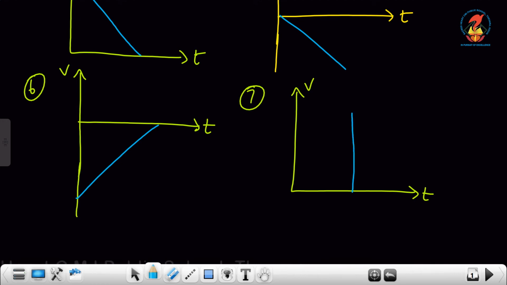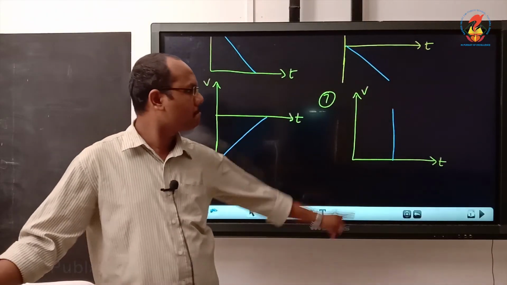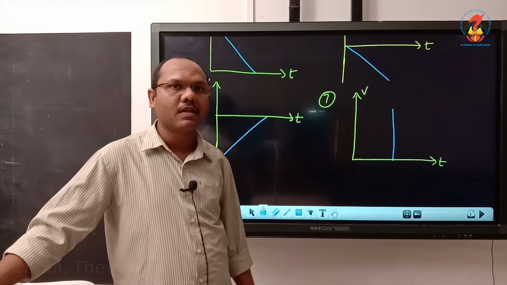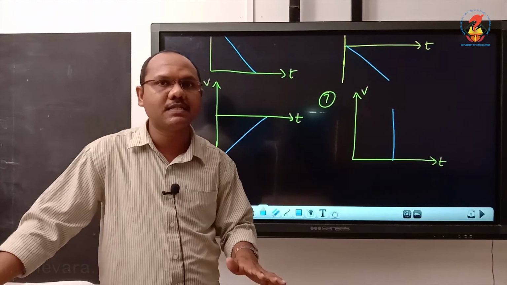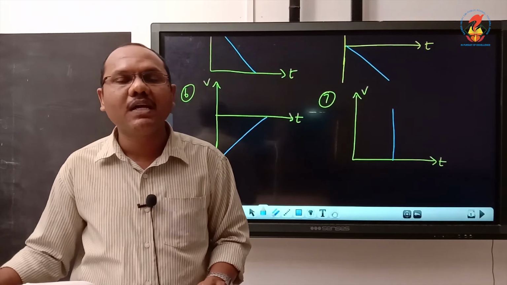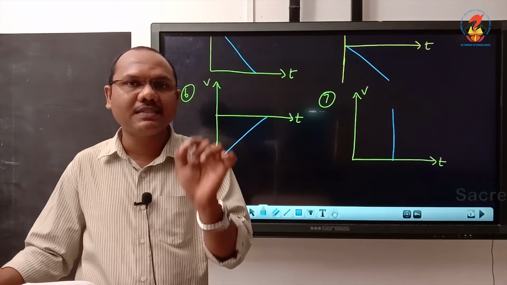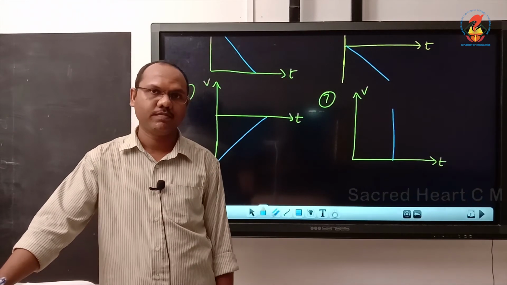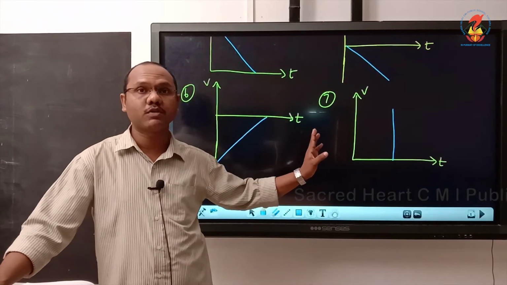Look here. What is happening? At one particular time, the body is having infinite number of velocities. So you can write like this: the body is moving with infinite acceleration, which is not possible. So this graph is not possible.